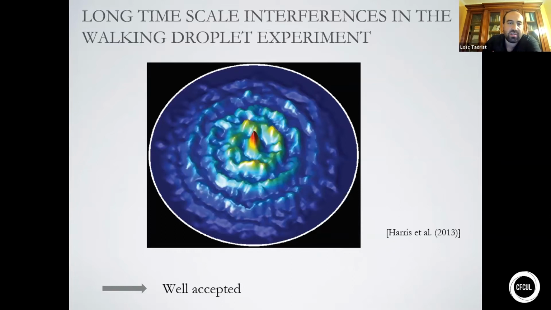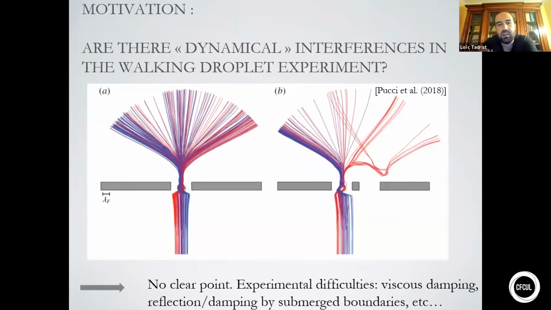But at the fast time, let's say at the middle time scale, which I call dynamical, we are not sure. There is no definite proof that these interferences occur. So, for instance, I just showed the data from Pucci et al., where the droplet definitely sees the second slit in the double slit experiment, but we cannot tell if there are interferences or not.